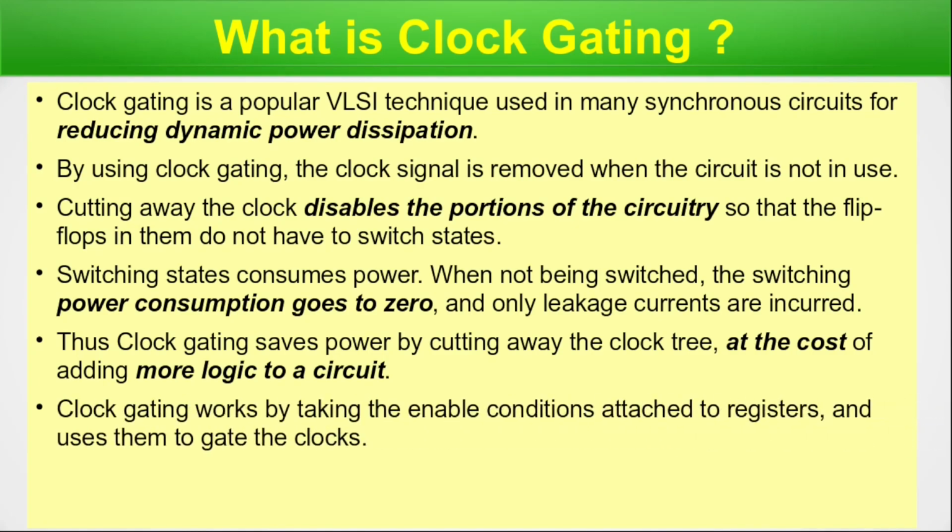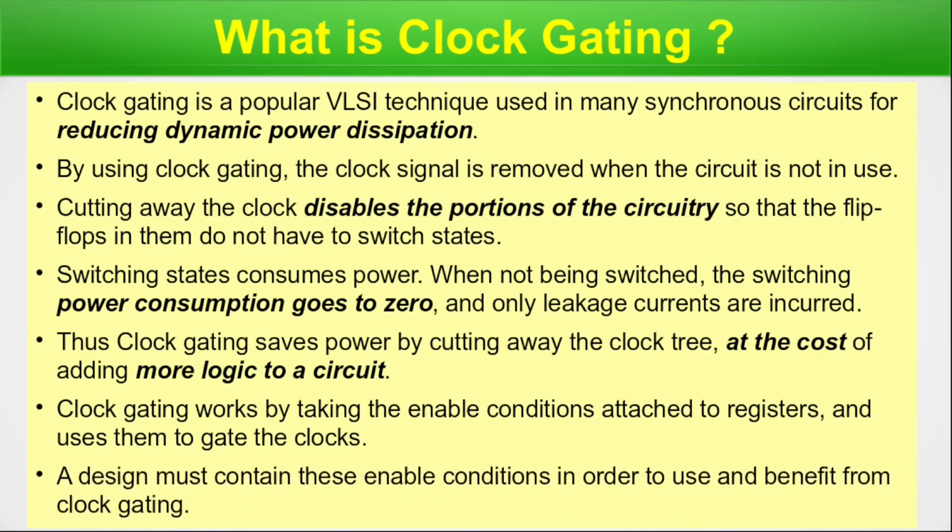Clock gating works by taking the enable condition attached to the registers and uses them to gate clocks. This is one way. The design must contain these enable conditions in order to use them and benefit from the clock gating. So shortly we will see there are some other ways of the clock gating too. But basically this is the main fundamental thing that happens in a clock gating. So all the information in these bullets is very clear and straightforward. So without any further explanation, let's move on to the next slide.